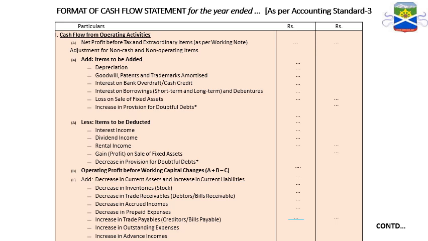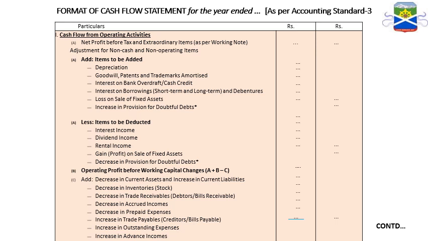And with that figure we have to add the increase or decrease in current assets and liabilities, that is working capital. First we add the decrease in current assets or increase in current liabilities. There are different types of current assets and current liabilities. If current liability increases, we'll add it. If current assets decrease, then we'll add it. So these two you have to remember.